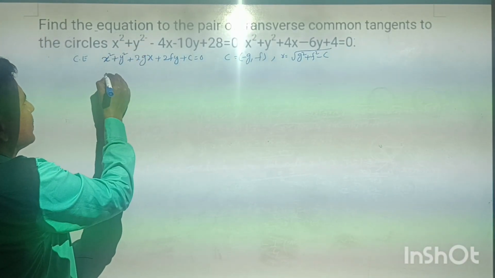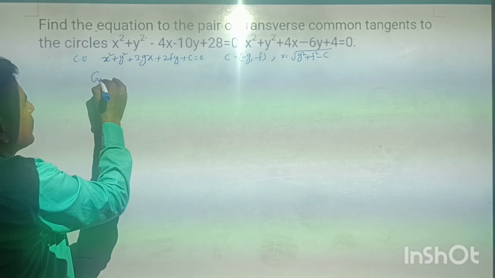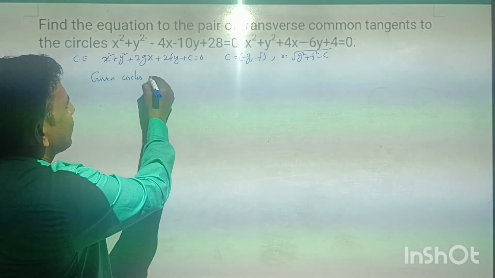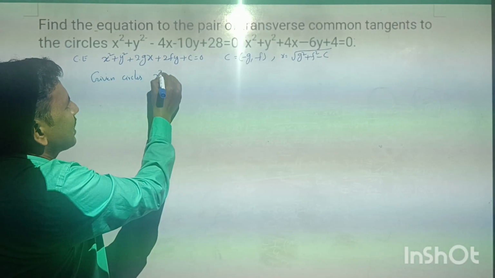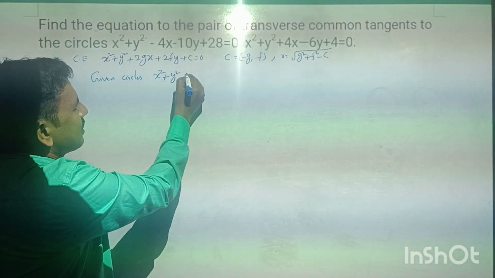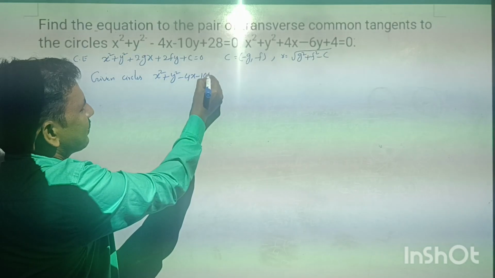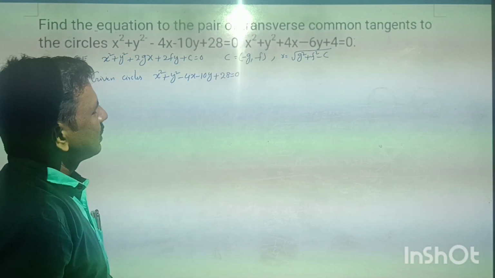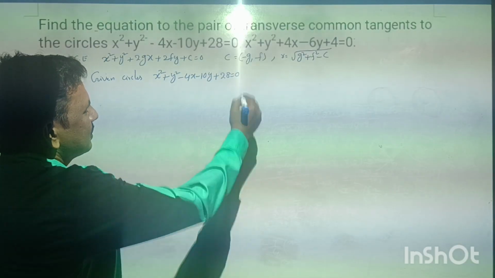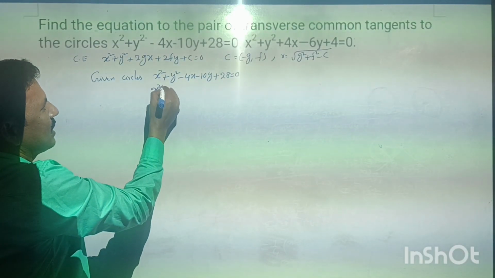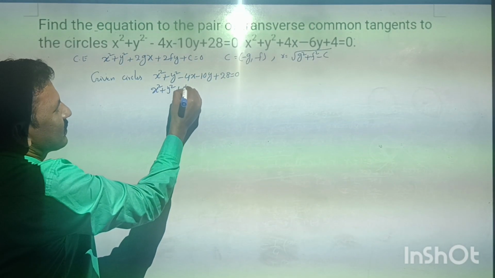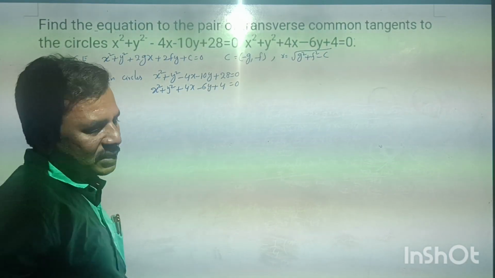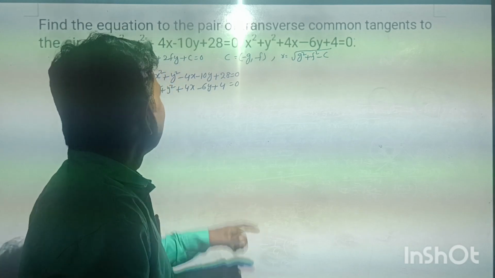So now, the given circles. What are given here? x square plus y square minus 4x minus 10y plus 28 equal to 0. This is the first circle equation. The second circle equation is x square plus y square plus 4x minus 6y plus 4 equal to 0. This is the second circle equation.